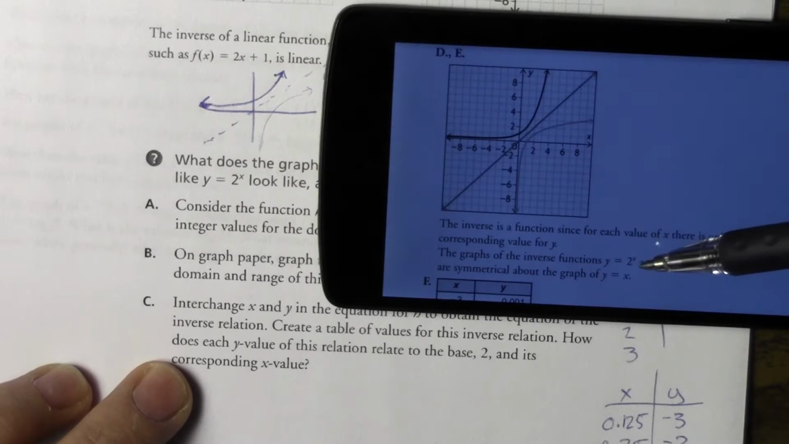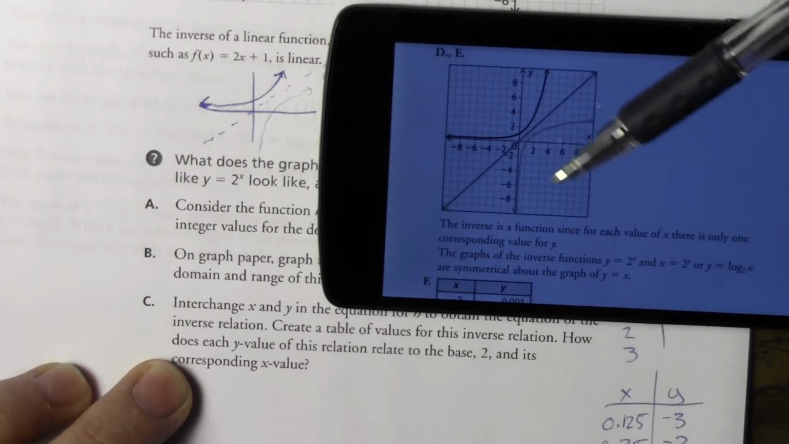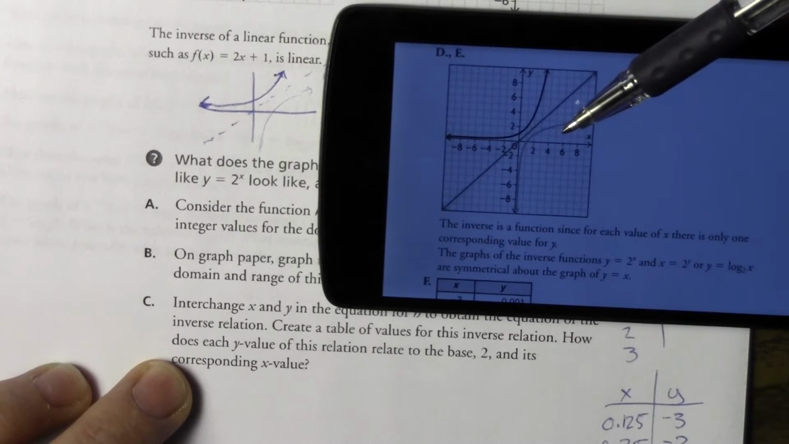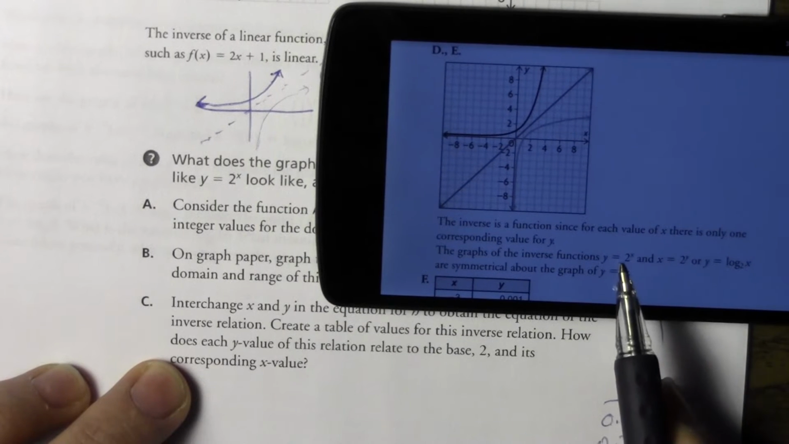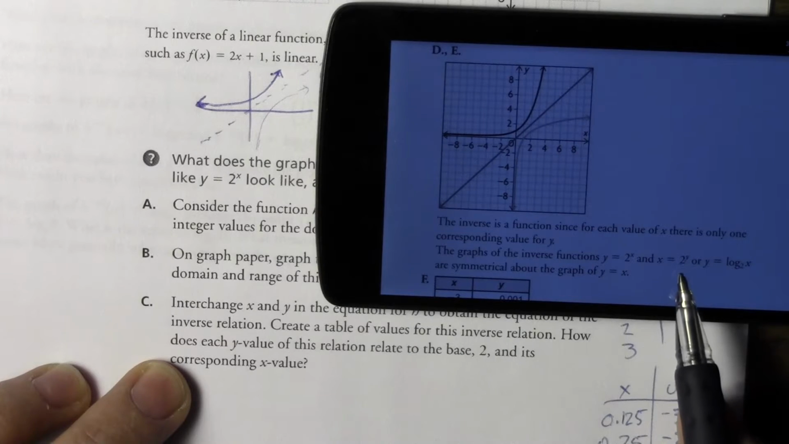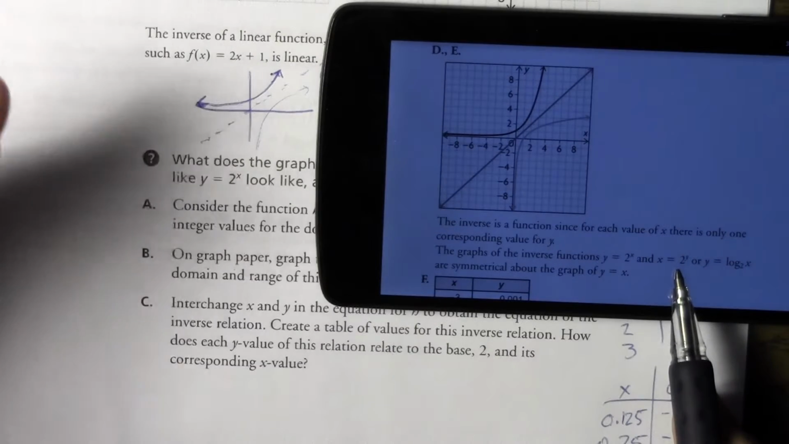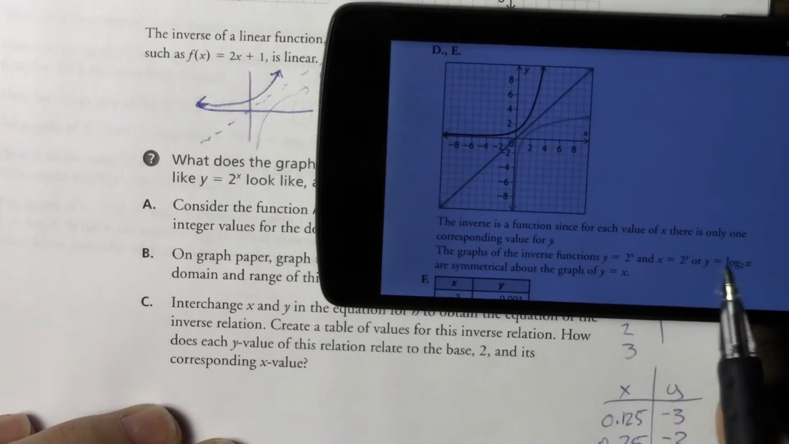The graphs of the inverse function of y equals 2^x and x equals 2^y are symmetrical about the graph of y equals x. So that's what I was talking about, the reflection across the y equals x line. This is important to note here. See how this equation, y equals 2^x, is our original exponential function. Our inverse function, we just switched the y and the x, so x equals 2^y. Another way of writing this, and this is where the new logarithm idea comes in, is this. These two equations are the same.